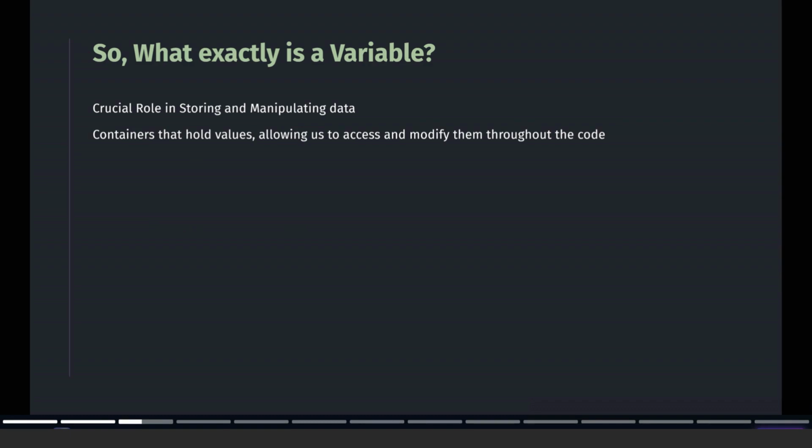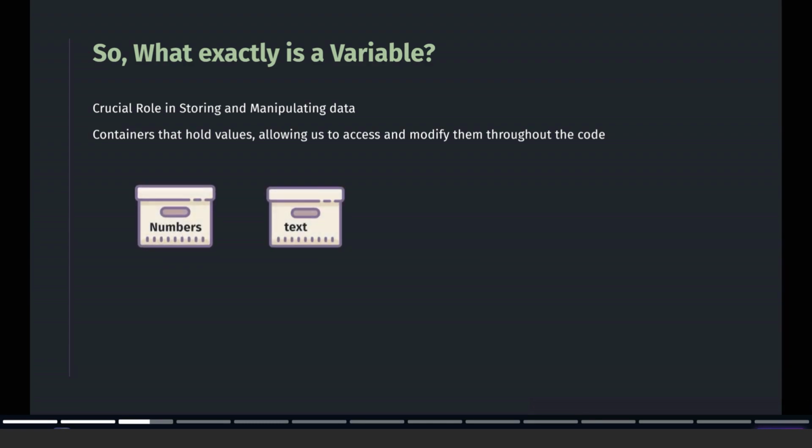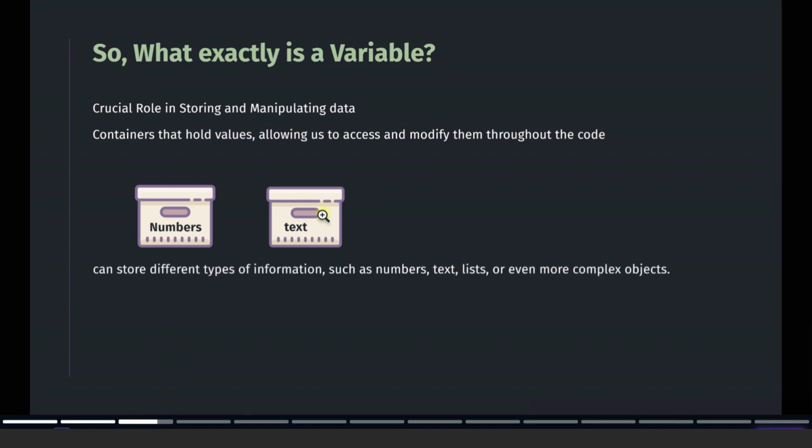So in Python, a variable is like a container that holds a value. Let's think of it as a labeled box. Here we have two labeled boxes. One is labeled number, another one is text. In the number box we are going to store only data related to numbers, and in the other one we are going to store only text related data. Similarly, a variable can store different types of information such as numbers, text, lists, or even more complex objects.